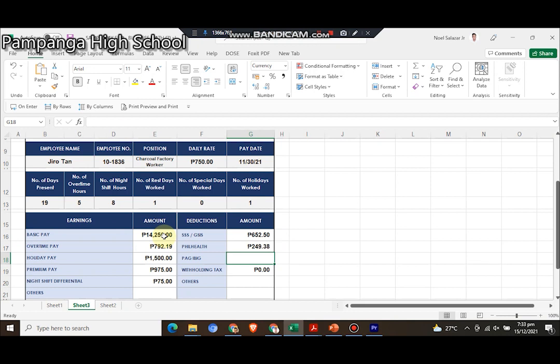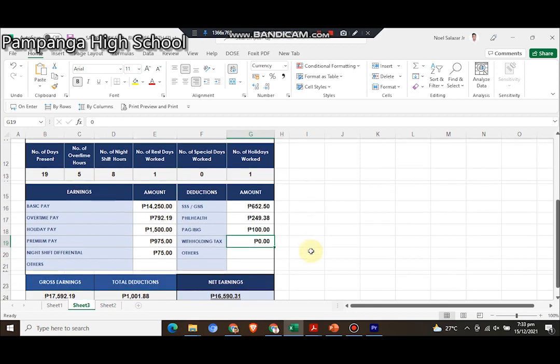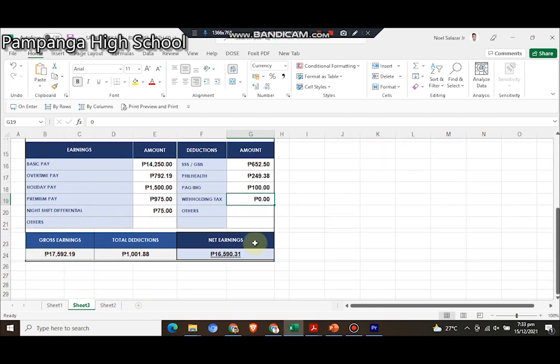Pag-ibig has a fixed premium of 100 pesos. We can now see here how much is the total gross earnings and the total deductions. The net earnings of the employee is 16,590 and 31 cents.